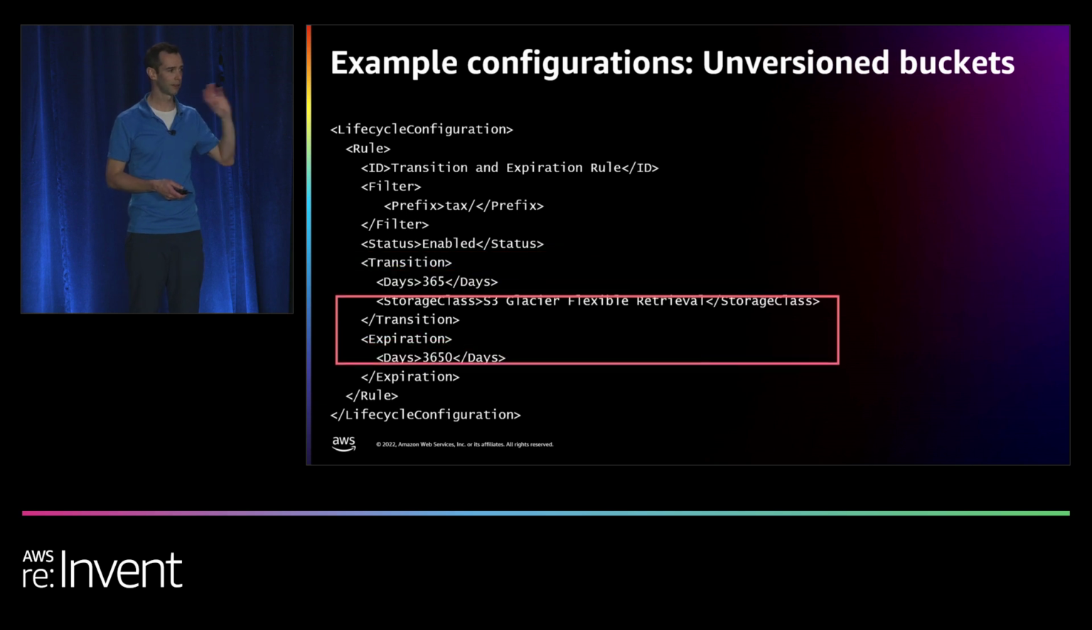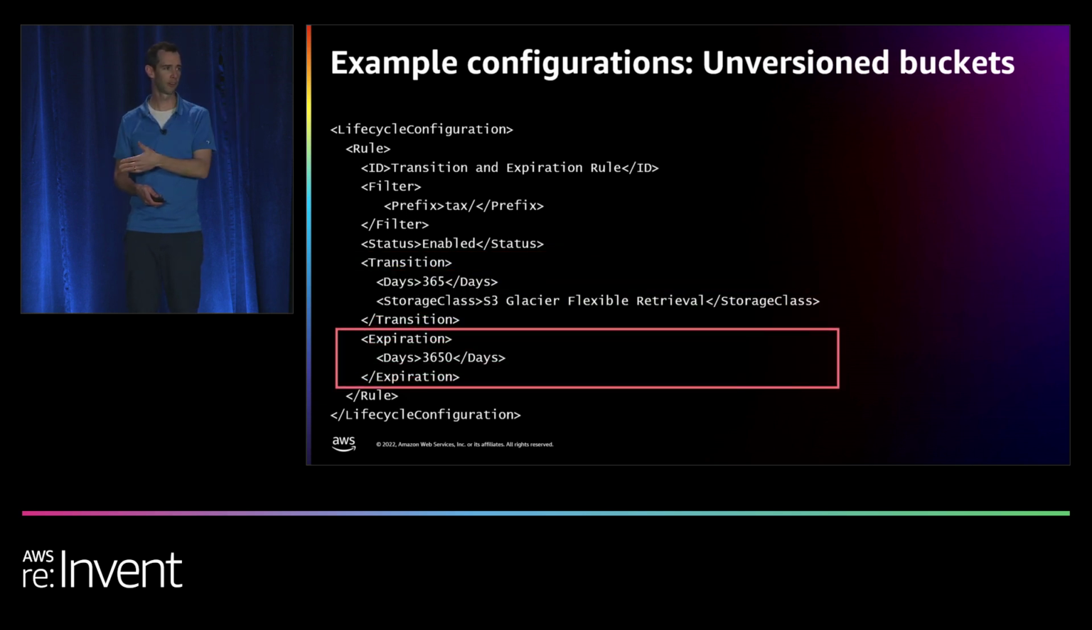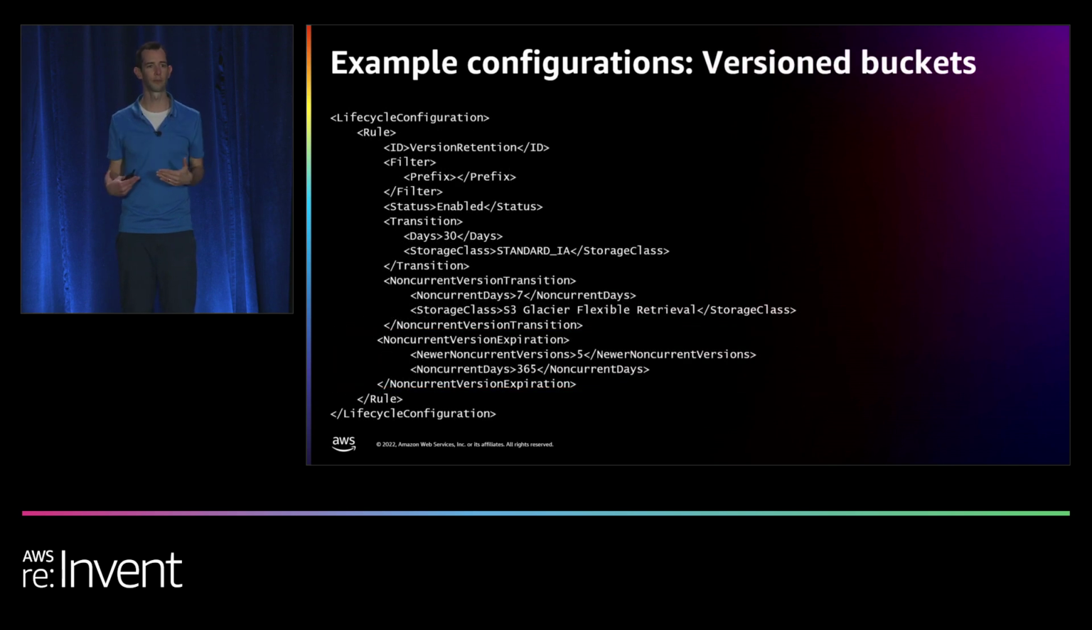And then after 10 years, let's expire it. So this is an unversioned bucket, simple lifecycle rule, sits in standard or whatever storage class for a year, moves to Glacier Flexible Retrieval, and then after 10 years, it's expired. So now you've got a lifecycle set up for that bucket, one less thing to think about.